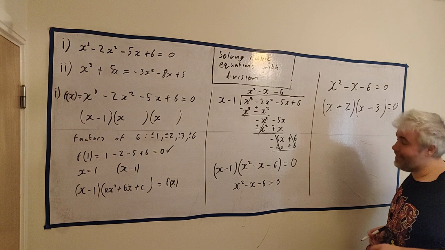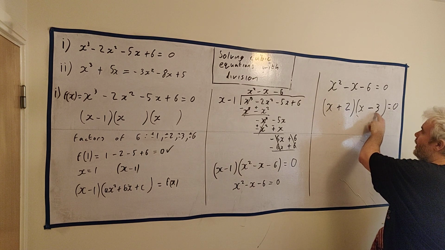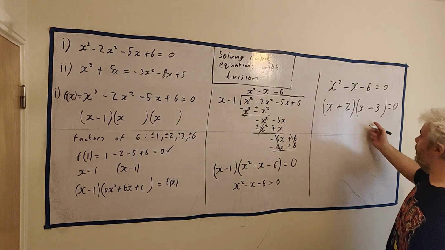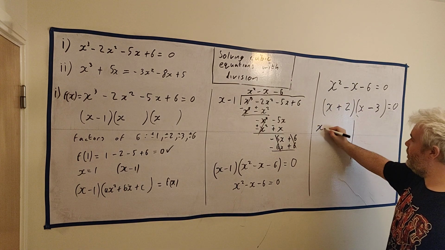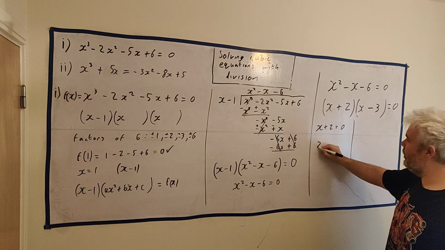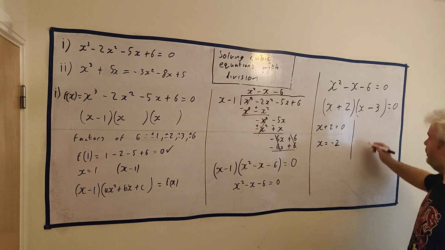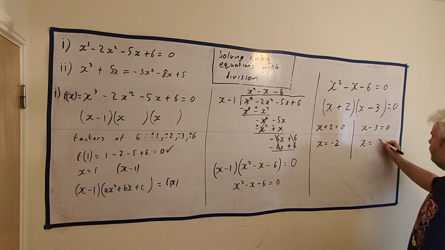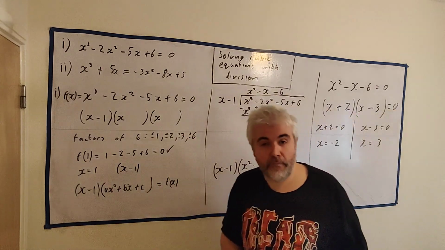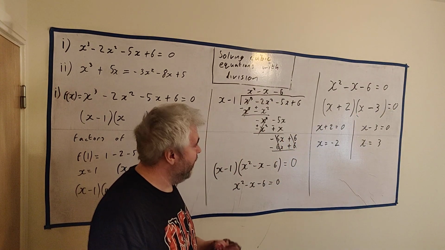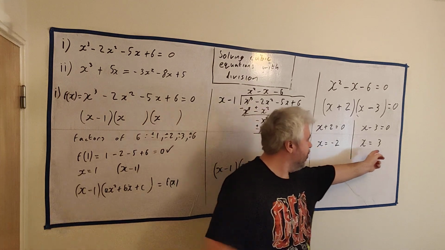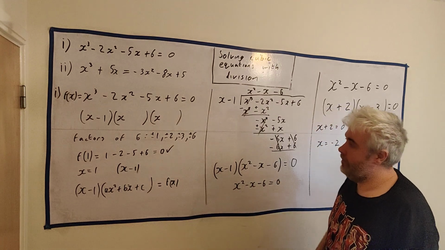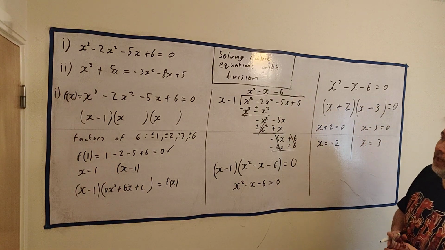We will get minus 6 and we will get minus 3x plus 2x. We'll get minus 1x. So that means two answers here. x plus 2 is equal to 0, so x is equal to minus 2. x minus 3 is equal to 0, so x is equal to 3. That's our answer. That's our three answers: minus 2, 3, and the one we first guessed, 1. And that's how we do a cubic.